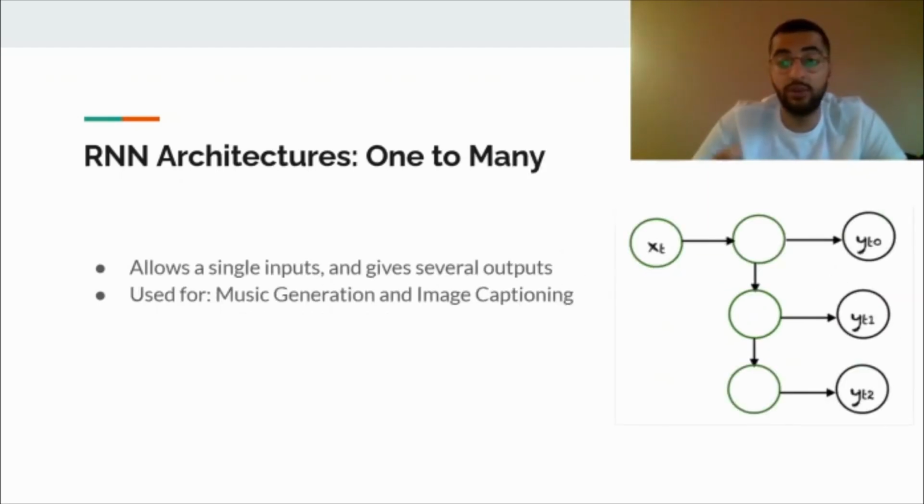Secondly, we have the one-to-many, which allows one single input and can give several outputs, and that number of outputs can be different depending on the network. One-to-many RNNs are used for music generation or image captioning. For example, for image captioning, if you put in a picture of the couch, it's going to give a caption about the couch. It's going to say that this is a black couch sitting in a living room, and it looks beautiful, for example.